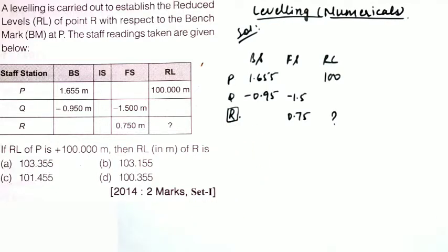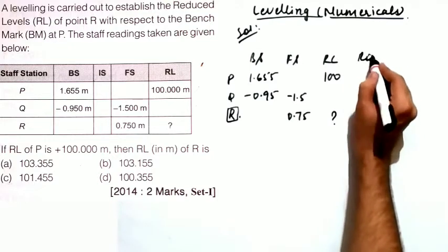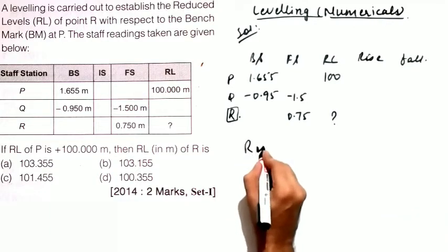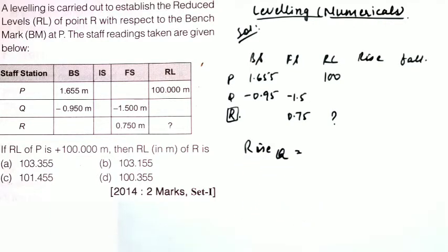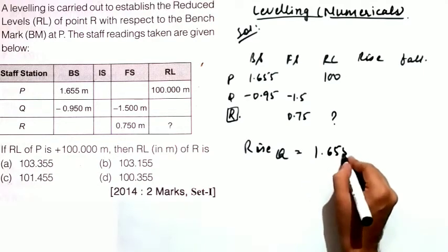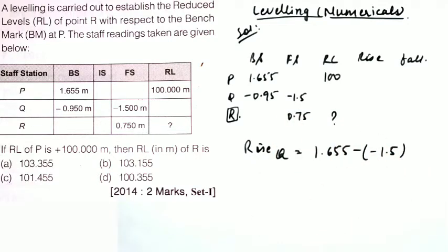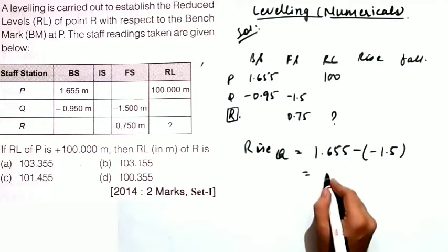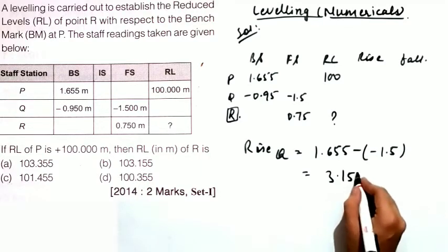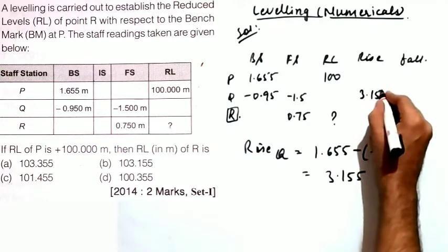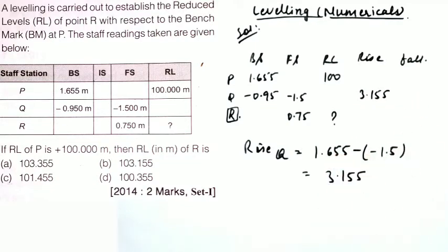So how will you calculate this? Make two tables, one of rise and second of fall. So for the first case, what will be the rise at Q? How will you calculate the rise at Q? By 1.655 minus minus 1.5. Do not ignore this minus sign here. So when you solve this, you will get it as 3.155 meters. So mention it, and since it is positive, it will be a rise.